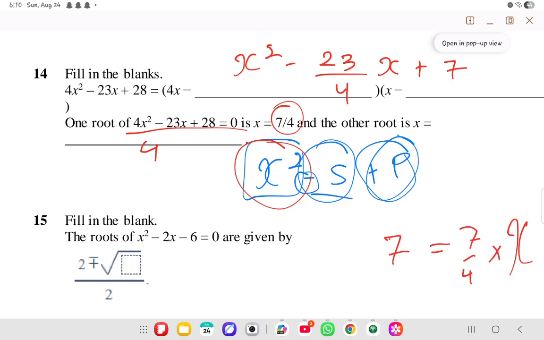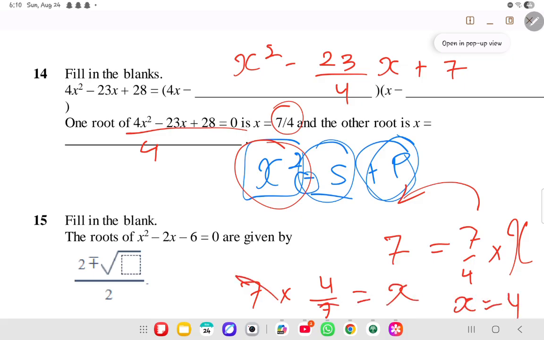So now you'll have to move this to the other side. 7 times 4 over 7, because you flip it to the other side, is equal to x. Cancel 7 and 7, you will get that x is equal to 4. Now you have that x is equal to 4. You have the second root, right?